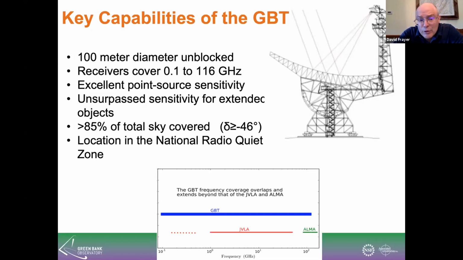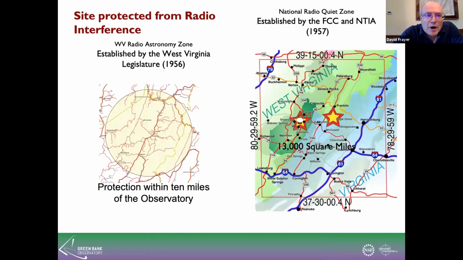We are in the radio quiet zone, and that's number 3. And then the 4th key capability from my point of view is our active surface, our actuators, which enables us to observe up to the high frequency, the 116 gigahertz. In principle, we could go higher, but you have an oxygen window there, and so you'd have to go on the other side of that. And the efficiency does drop off once you get up at 120, 130 gigahertz.